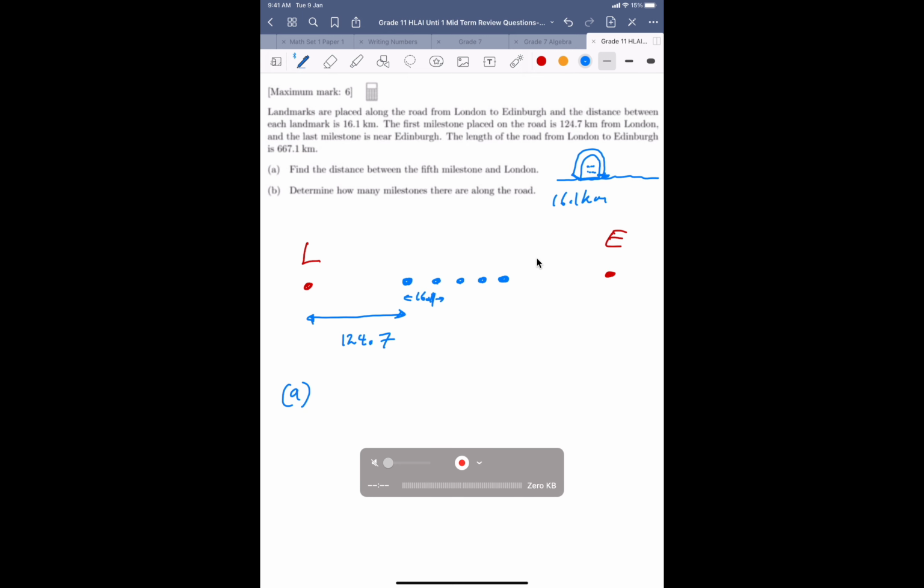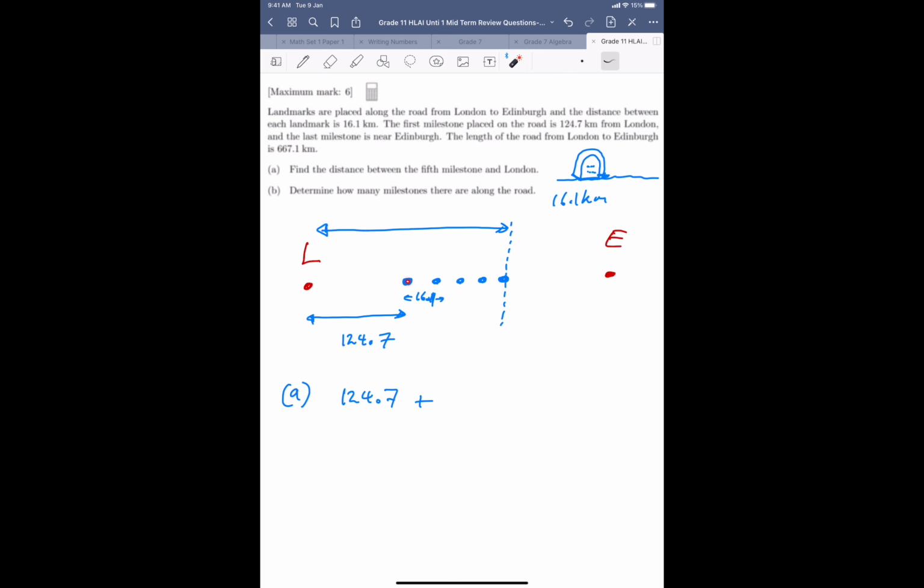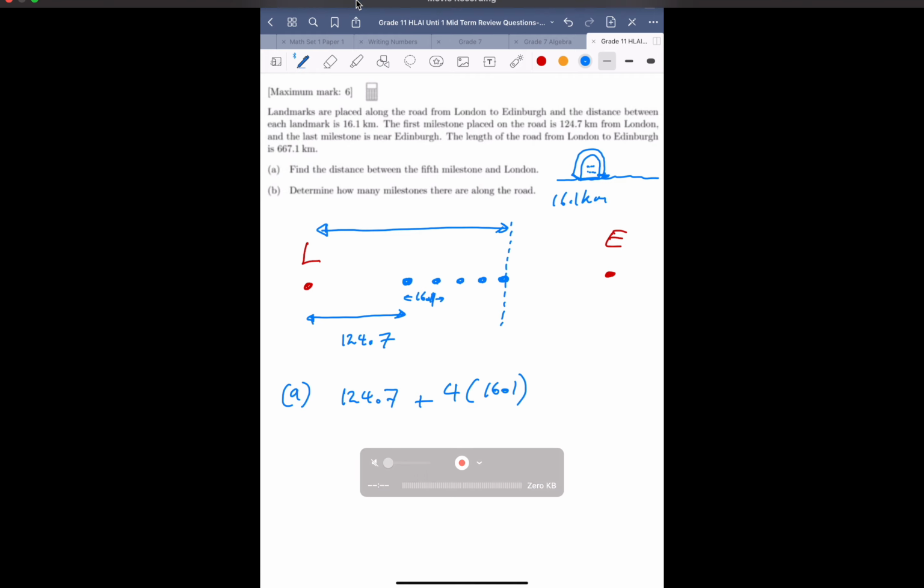But wouldn't it make sense just to answer this from the picture, maybe? So we want to know how far is it from here all the way back to London. So isn't that just the 124.7 plus 16.1, 16.1, 16.1, 16.1? There's four 16.1s, right? So that should be plus 4 times 16.1. Right, so we get that in the calculator.